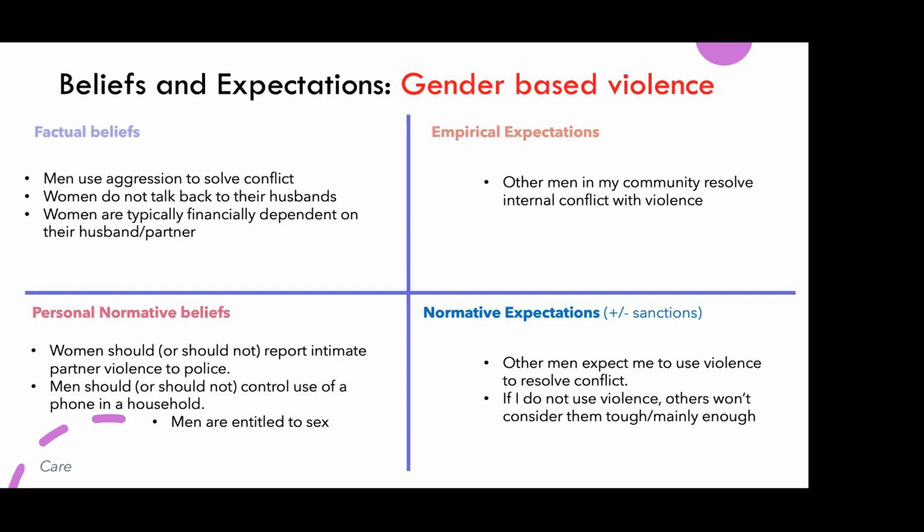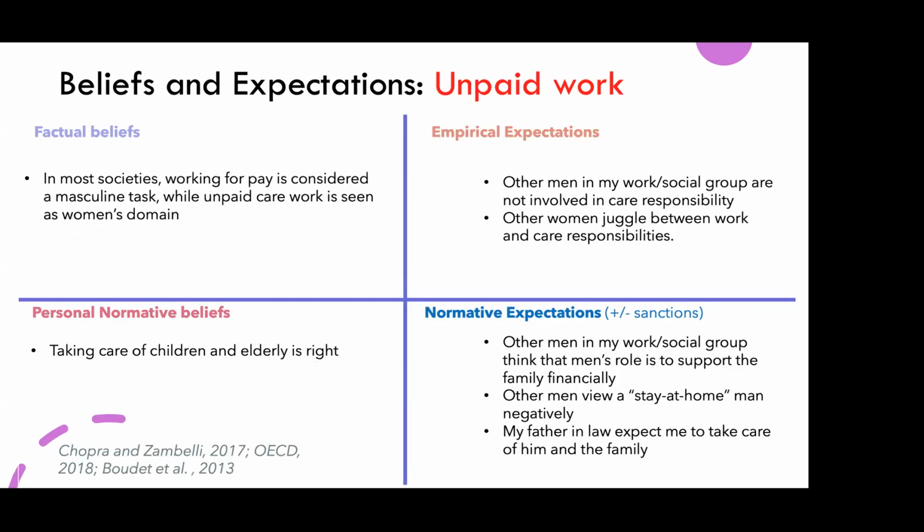And if we find also that in case they do not follow the behavior, other men are willing to sanction the non-followers, then we also have a normative expectation. For example, other men expect me to use violence to resolve conflict, or with the sanction, if I don't use violence, others won't consider them again. There was a typo again.